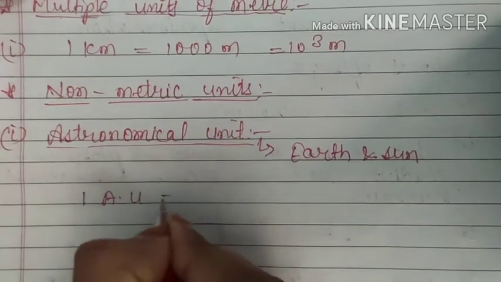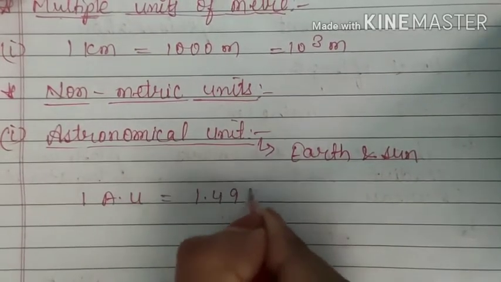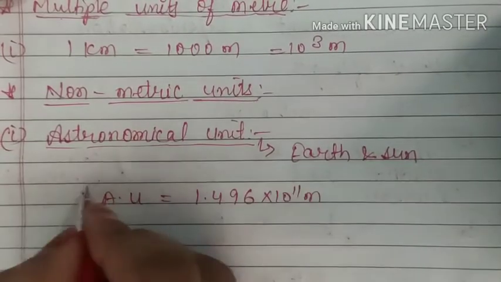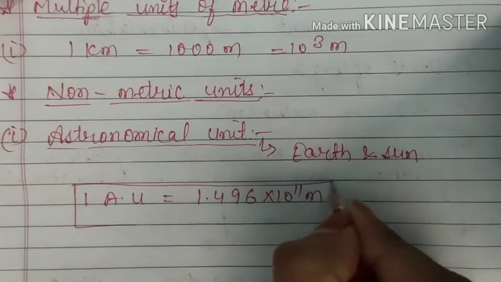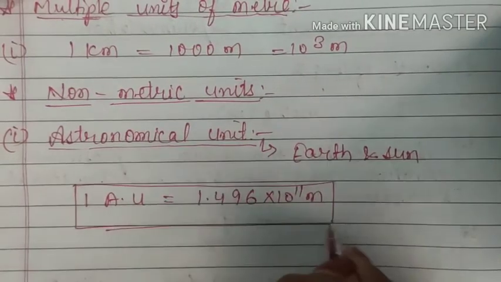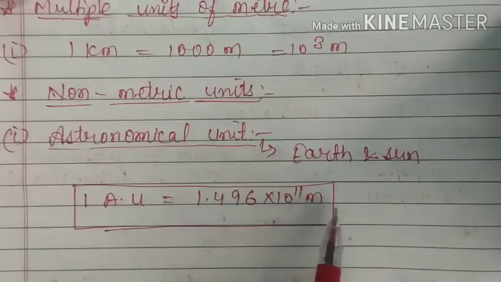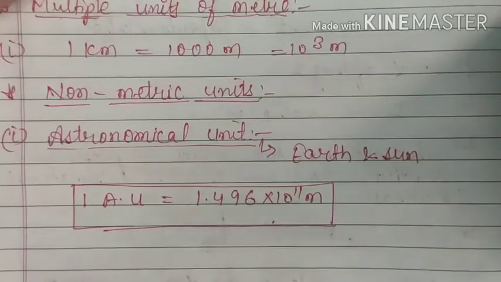1 astronomical unit is equal to 1.496 into 10 raised to power 11 meter. As I said, we will have to remember its relation with meter because meter is our SI unit. So we have to remember this numerical value as it is. And for definition, 1 astronomical unit is the distance between earth and sun.